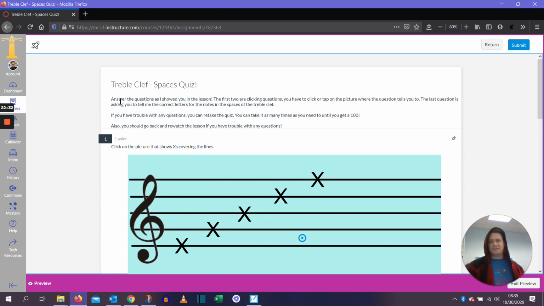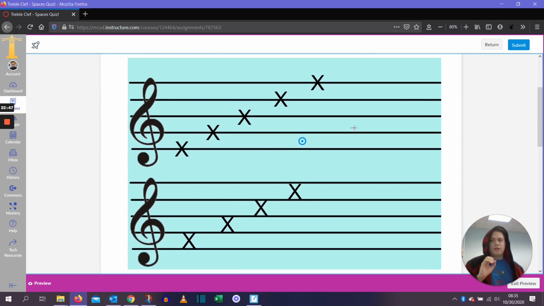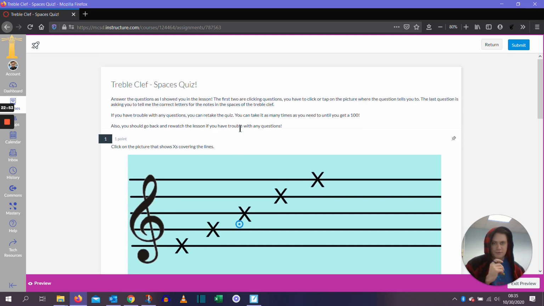Okay, so treble clef spaces. Answer the questions as I showed you in the lesson. The first two are clicking questions. You have to click or tap on the picture where the question tells you to. And it feels like some people don't understand what this question is. This is called a hotspot question, where I'm going to give you a picture and you need to click on the right part of the picture. Okay, and I'll describe this one once we get there.